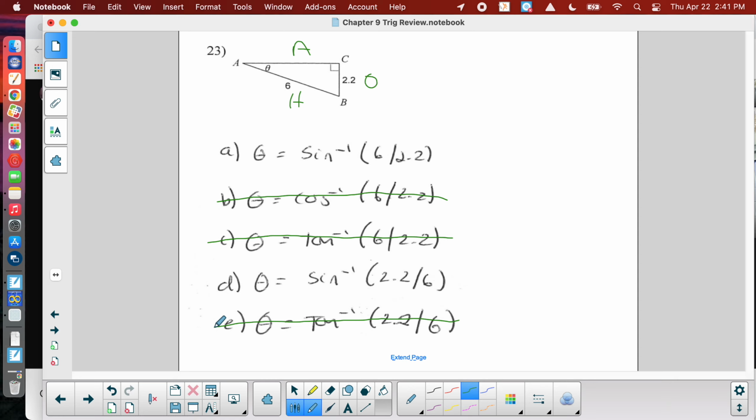Okay, opposite over hypotenuse, 2.2 over 6. That's the one I want, not that one. There.